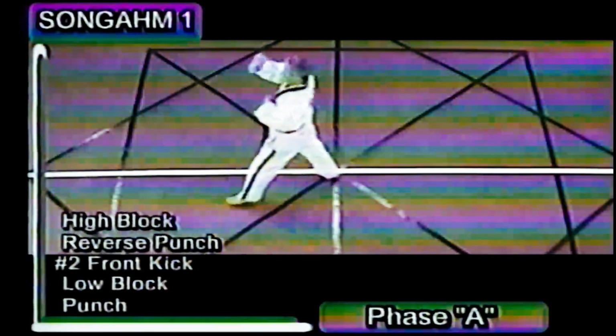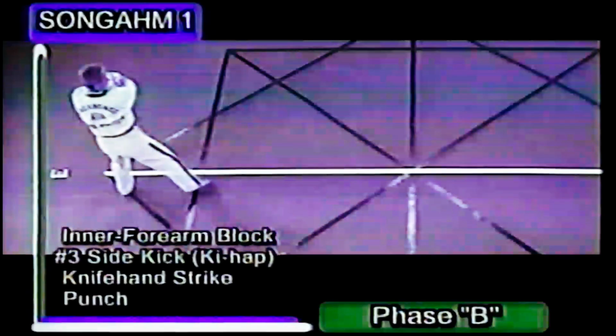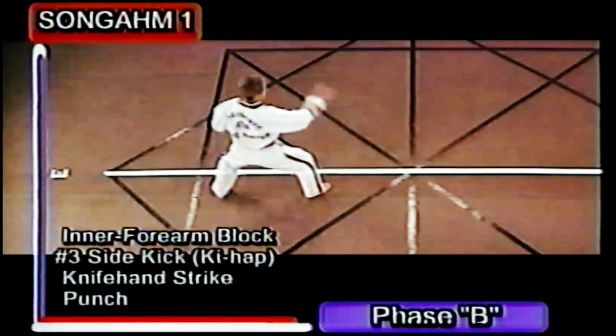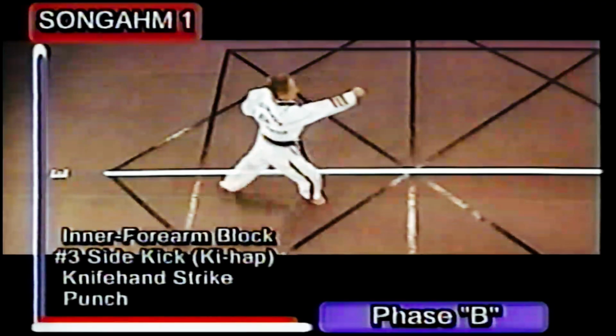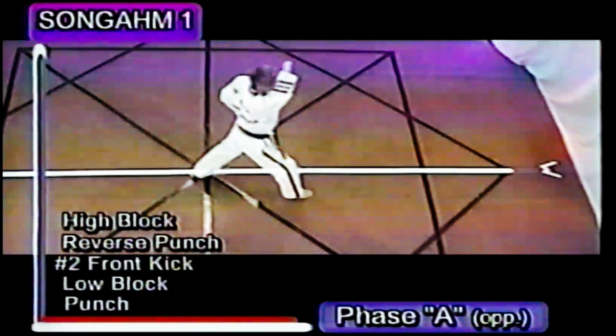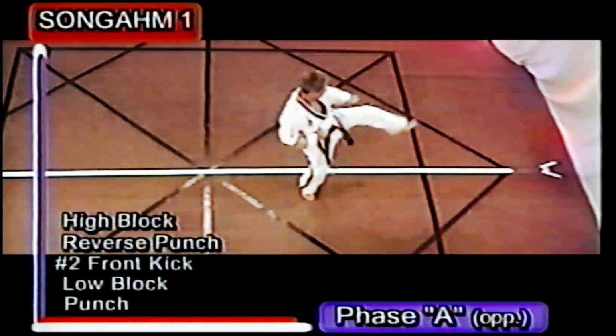In Sangam 1, Phase A is made up of the first 5 movements of the form. Phase B is made up of the next 4 movements that will turn to the west. When the 9 movements are complete, it is just a matter of repeating Phase A and B using the opposite hands and feet.